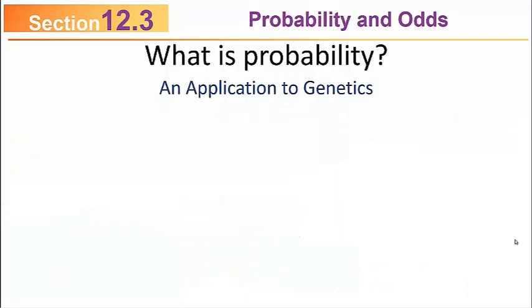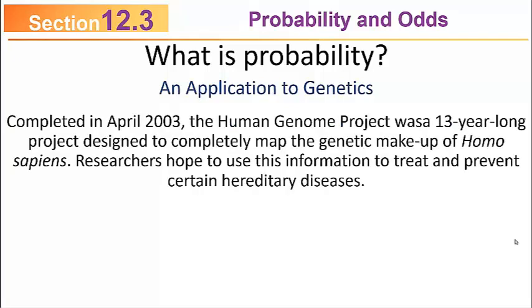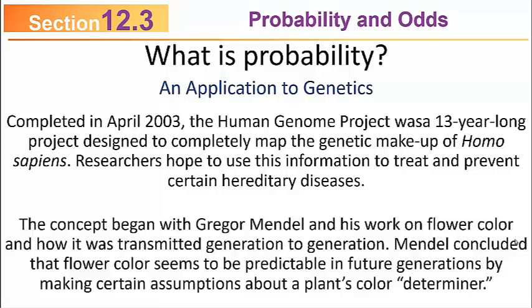This is an application to genetics, and actually it's pretty interesting. If you study any biology, you probably know a lot about this already. The Human Genome Project, which was actually completed back in 2003, was a 13-year-long project that was designed to completely map the genetic makeup of Homo sapiens. The concept goes way back before that, though. It began with Mendel and his work with flower color and how it was transmitted from generation to generation.